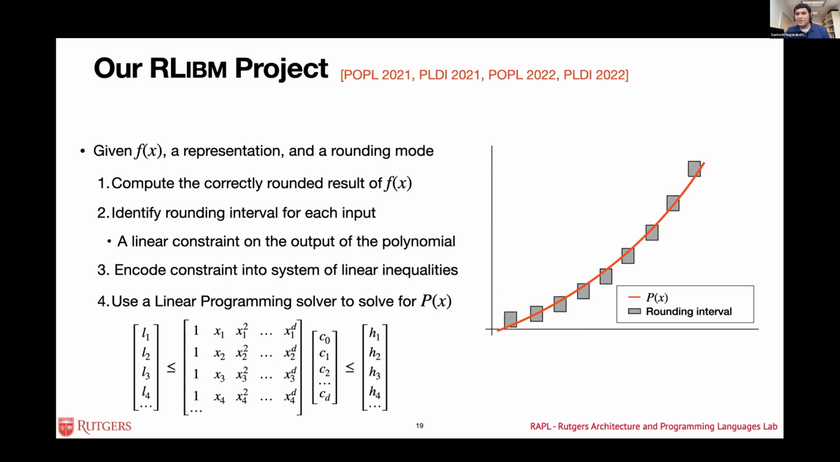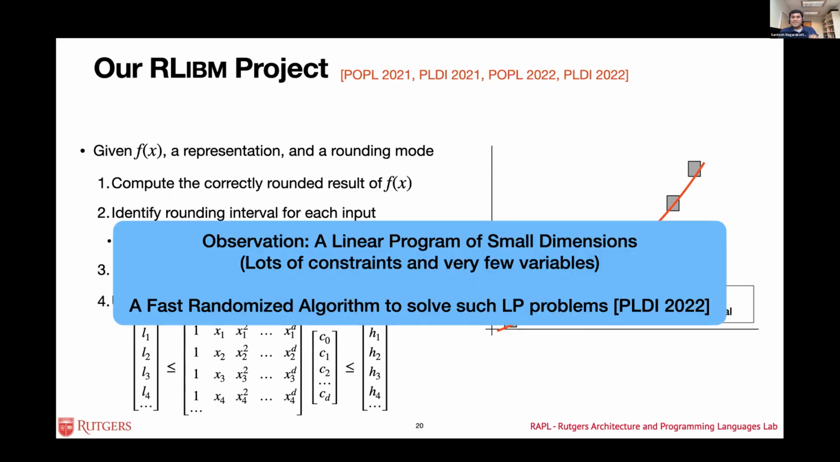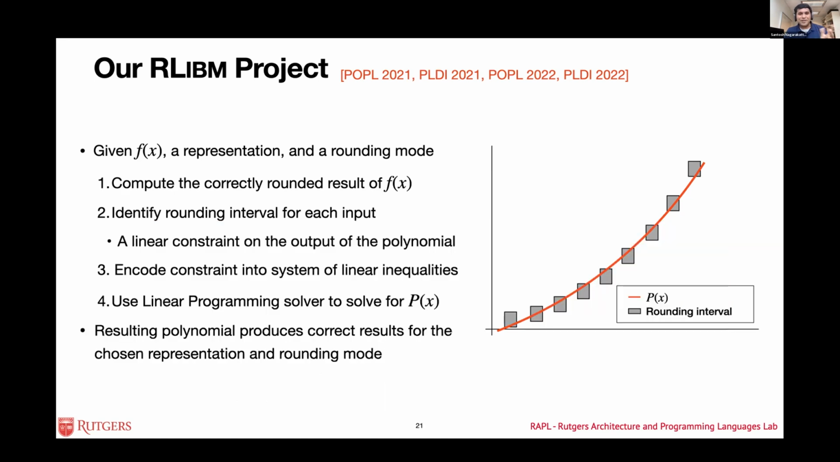They time out. What we observe is that the linear program in the context of the RLIBM project is a linear program of small dimensions. Lots of constraints, but we're not looking for polynomials of degree a billion. We're looking for polynomials of degree 5 or 6. We have a fast randomized algorithm to solve such LP problems; see the PLDI paper for details. And what is the end result of all this? You solve this linear program and get a resulting polynomial that produces correct results for all inputs for the given representation in the given rounding mode.